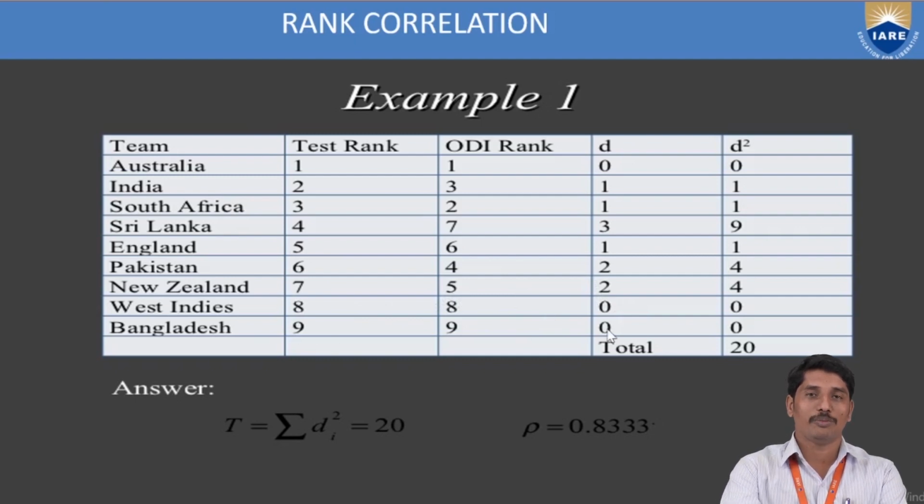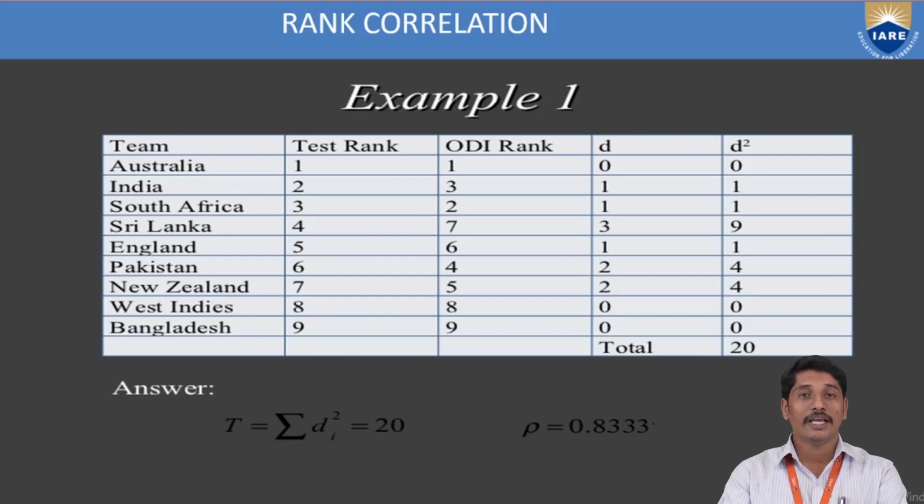And in the last column we have calculated the squares of deviations, that is 0 square, 1 square, 1 square, 3 square, 1 square, 2 square, like that. And we have added all these squares and we obtained the summation di square as 20. Now, according to the Spearman's formula, 1 minus 6 times summation di square over n into n square minus 1, we have calculated that the rho for this data is 0.833.